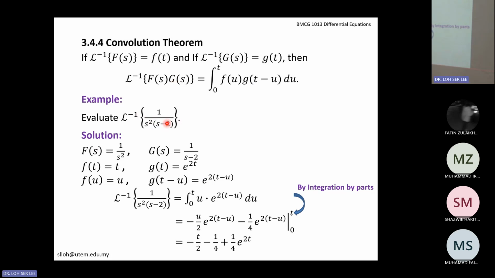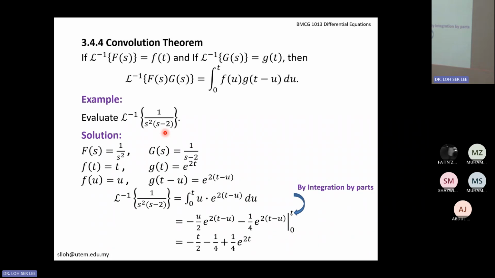We look at this example. When you want to inverse Laplace this, if you look at the denominator function, we are unable to solve this by using completing the square, because if you expand, the degree of this function is third degree. So we can't use completing the square. Completing the square is for second degree. So this kind of question, we have to inverse Laplace using convolution theorem.